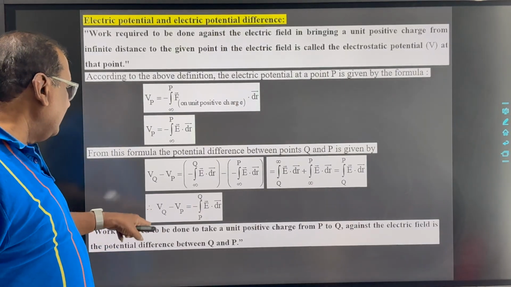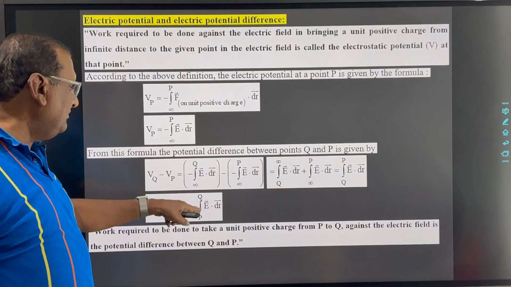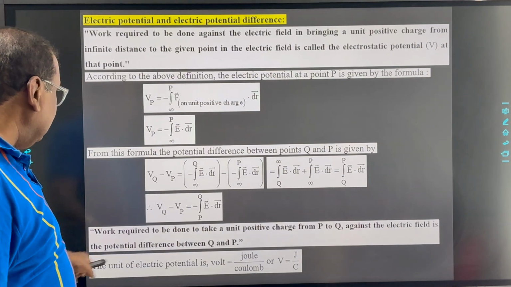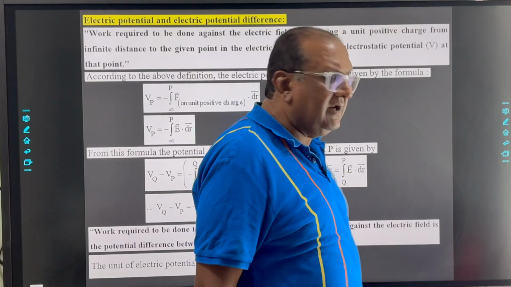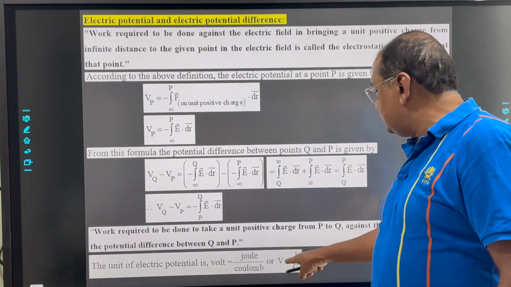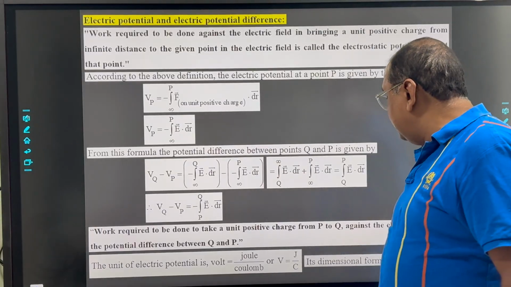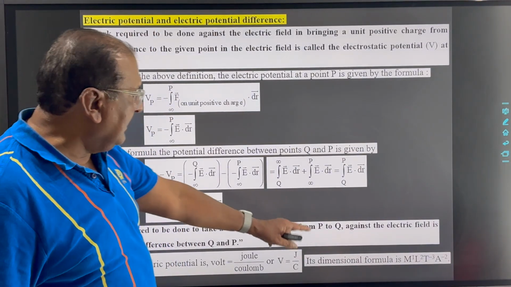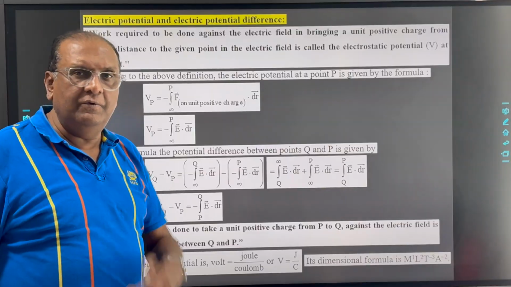So here we can write this V_Q minus V_P, that is minus integration P to Q E dot dr. Now its unit, that is volt, and volt, that is joule per coulomb. Its symbol, that is V equal to J by C, and its dimensional formula, that is M^1 L^2 T^-3 A^-2. Clear to all of you?